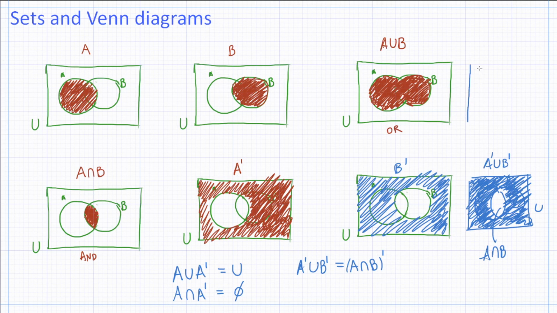Now we could also draw another diagram. A, B, U. And now let's do not A intersection with not B. Not A is everything outside of A, and not B is everything outside of B. So what do they have in common? Everything outside of either.